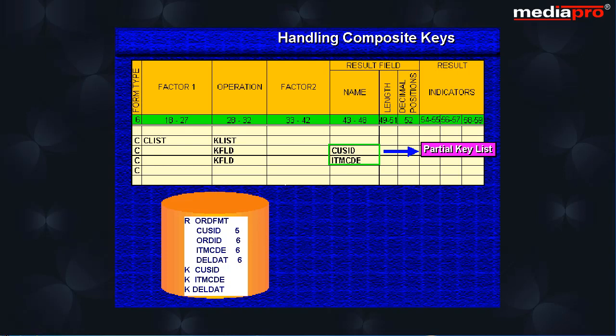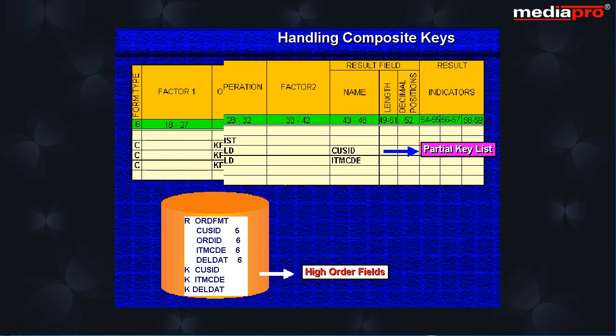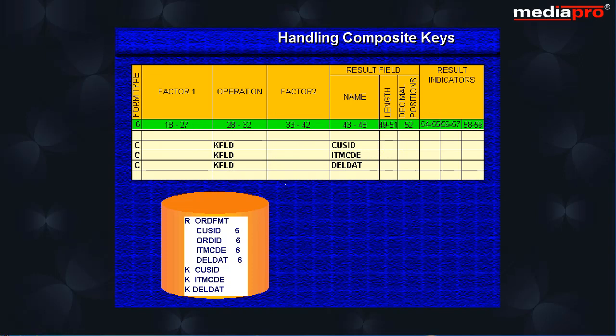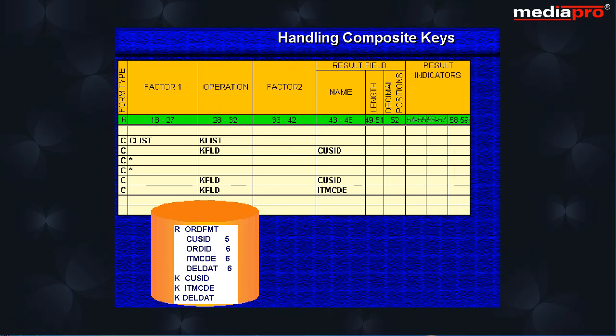The partial key should include the high order field or fields from the composite key used in the database file. For example, if a database file is keyed on customer ID, item code and delivery date, you can have a partial key list comprising of either customer ID or customer ID and item code.